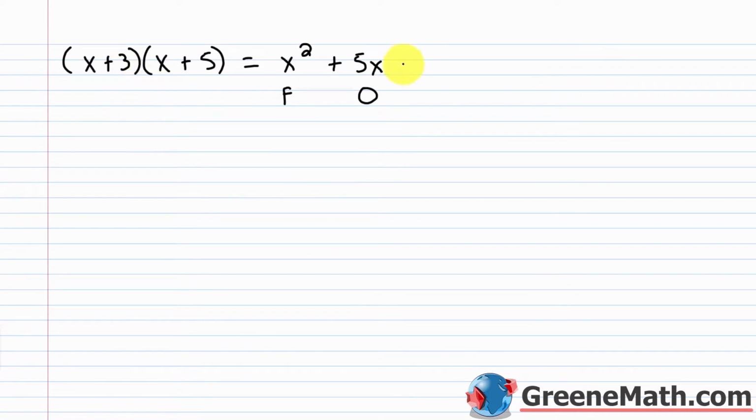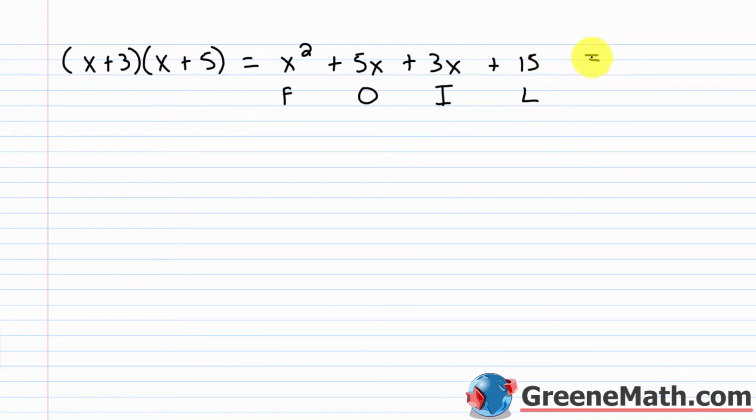We're going to take a trinomial and factor it into the product of 2 binomials. Remember, a binomial is a polynomial with 2 terms. In other words, we're going to be reversing the FOIL process that we learned. For example, if I have x plus 3 times x plus 5, using FOIL we can do the first terms, x times x is x squared. The outer terms, x times 5 is plus 5x. The inside terms, 3 times x is plus 3x. And the last terms, 3 times 5 is plus 15.